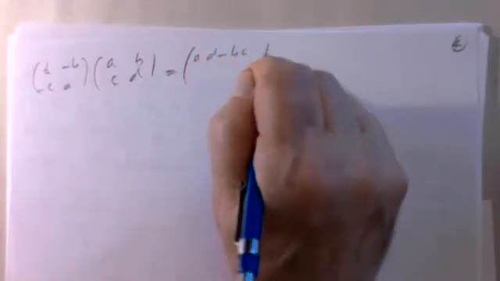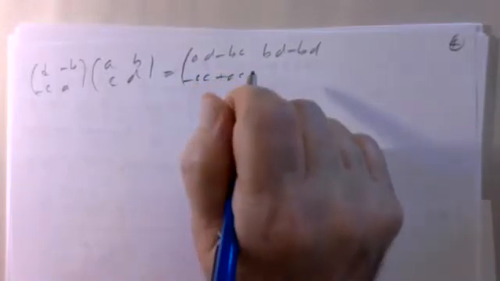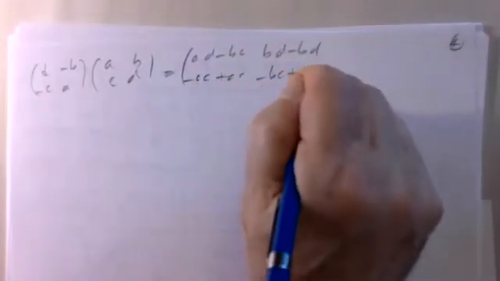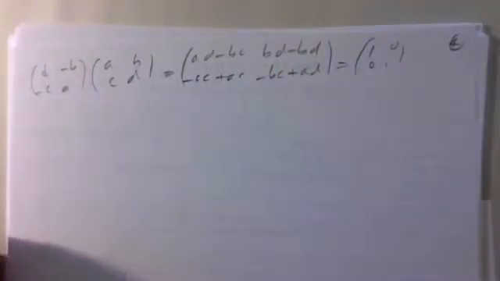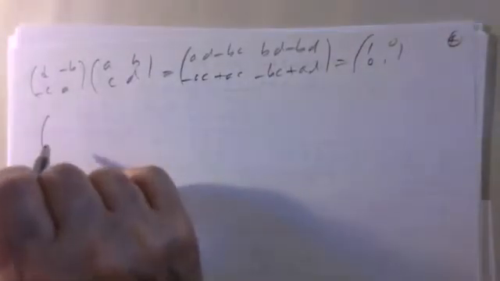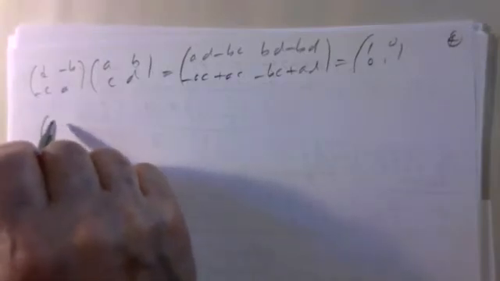So suppose I multiply in the opposite direction. Suppose I multiply D, minus B, minus C, A on the left by A, B, C, D. I get AD minus BC, BD minus BD, minus AC plus AC, minus BC plus AD. Again, I get 1, 0, 0, 1. So that's the inverse.